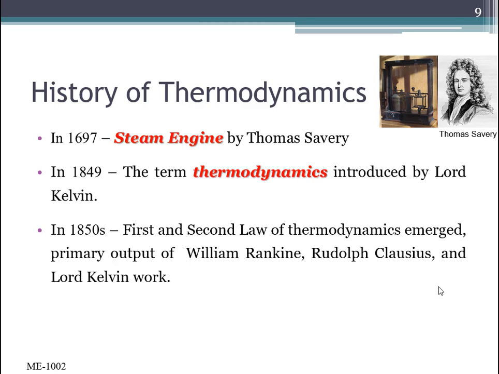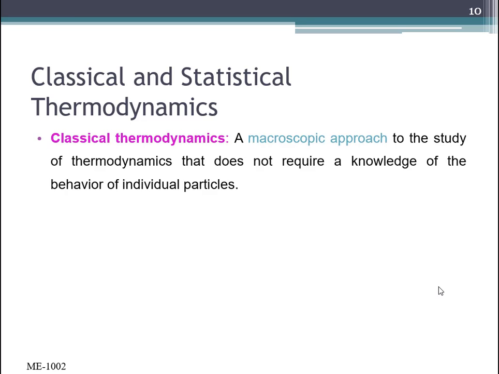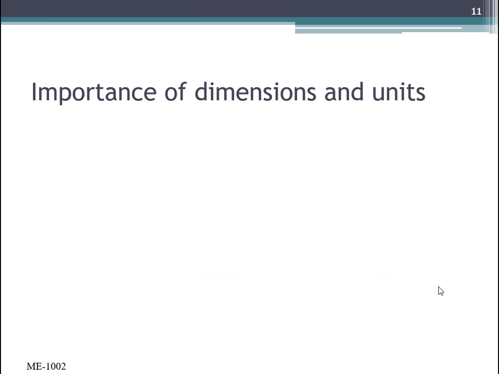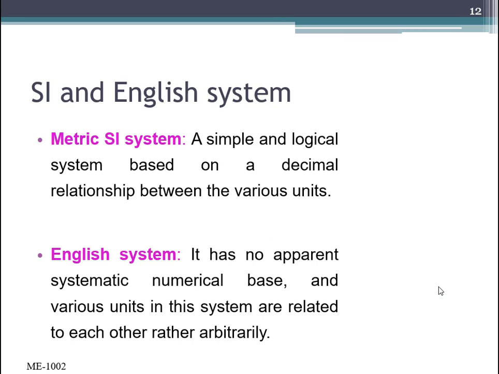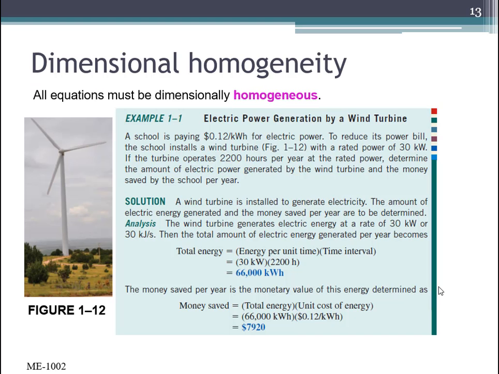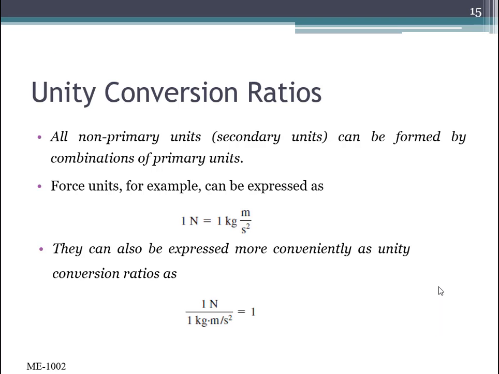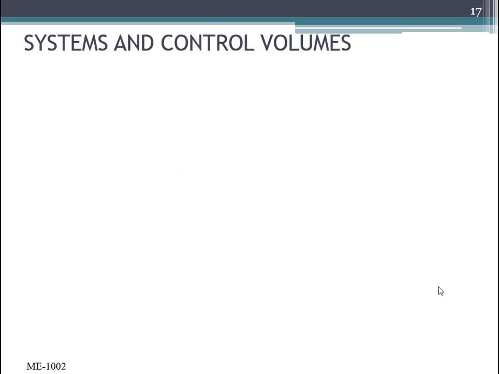We discussed briefly the history of thermodynamics in our previous lecture, and the difference between classical and statistical thermodynamics. Then we discussed dimensions and units and their importance. Then we discussed the SI system and English system, and two numericals to explain the importance of dimensional homogeneity. Furthermore, we discussed some unit conversions, and the piston cylinder arrangement, which we will be using quite often in this course.